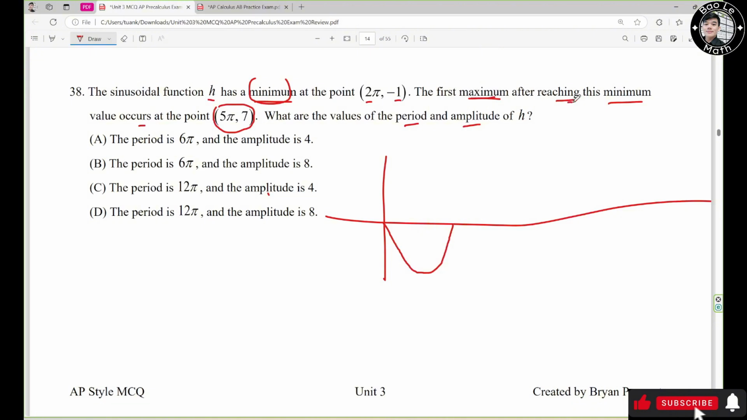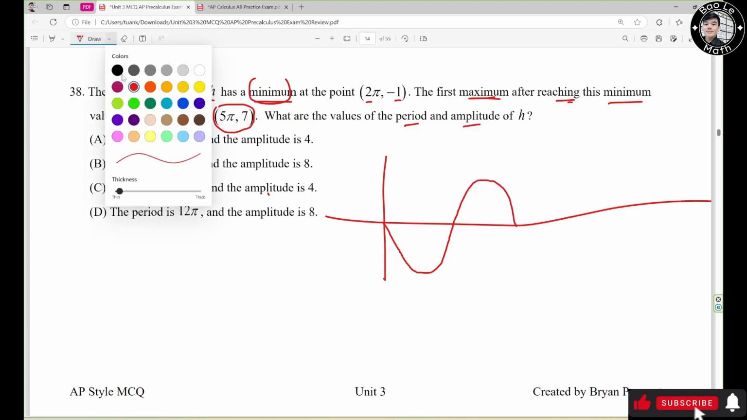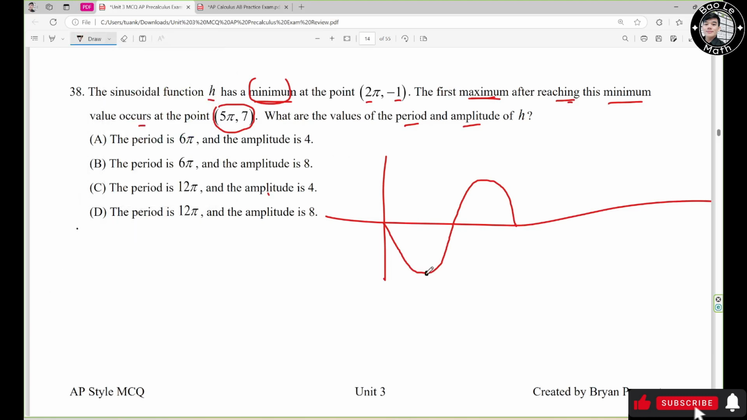The first maximum after reaching this minimum should be right here, so we just draw one cycle to see what happens. This is the minimum. This is the maximum. We know that the period is the distance from here to here. Because you have the maximum value and the minimum value, the period is twice the distance between the maximum and minimum. So this one is half of the period, because from here to here is the period. Keep that in mind.